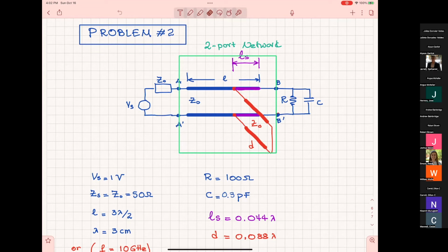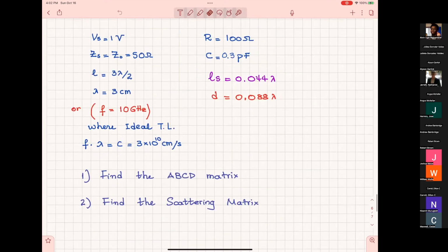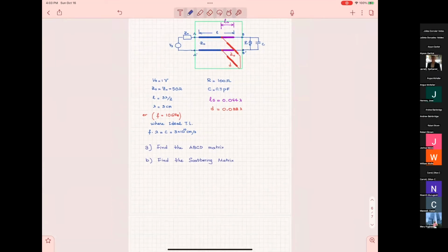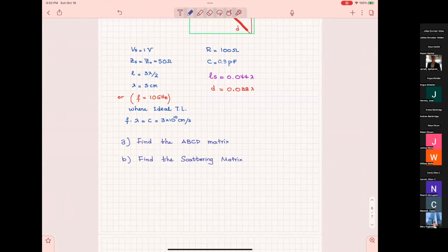So as you see, I have excluded the source and I have excluded the load, but I have included everything else. So now this is my two port. And for that one, I will ask you to find, first of all, the ABCD matrix. All right. Do you remember what I said? I don't want you to compute or develop it from fundamental basics, but I want you just to tell me what it is. So how would I do this?